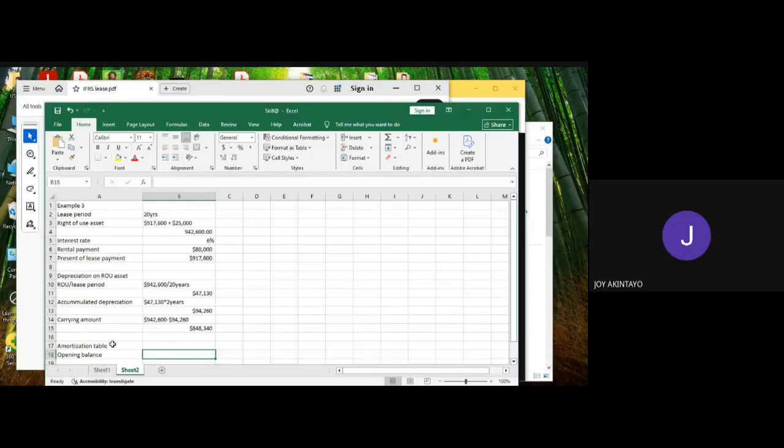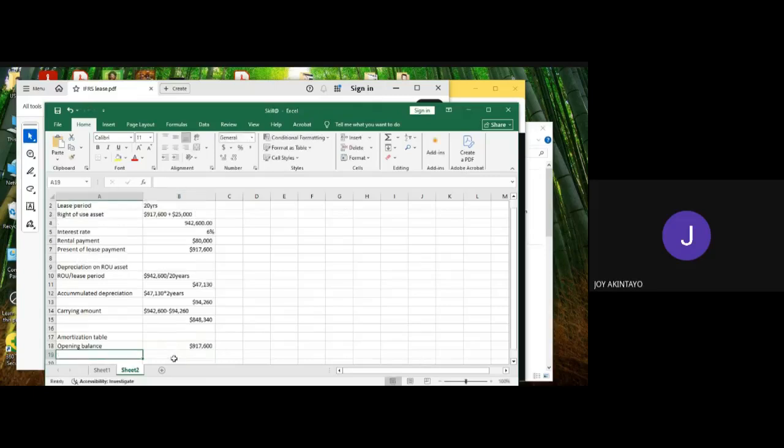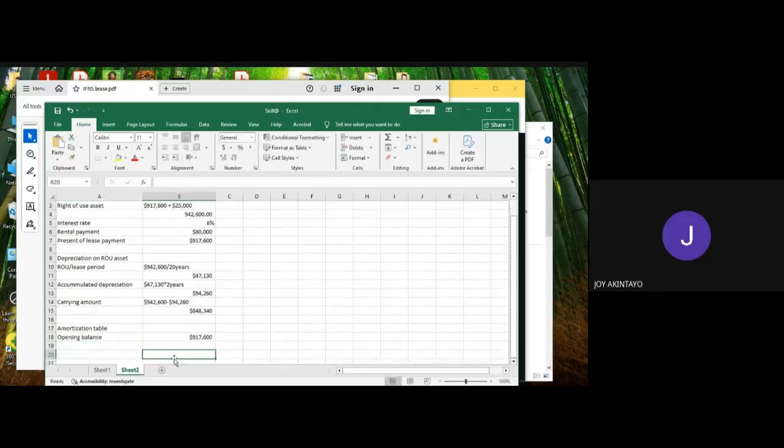And we are being told that $80,000 is being paid at the end of each year. It means we have to calculate our finance charge. After we've calculated our finance charge, then the payment will be made. Since this is our opening balance, we say 917,600. So now let's formulate our table.